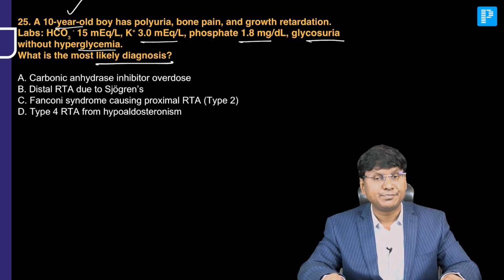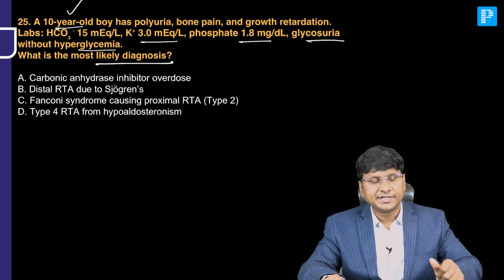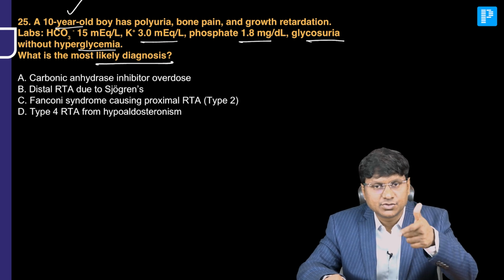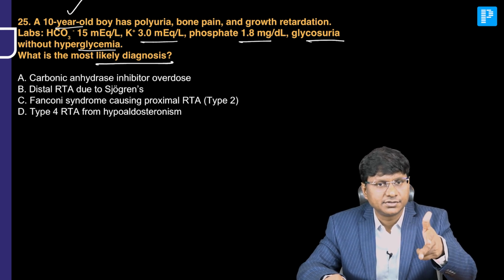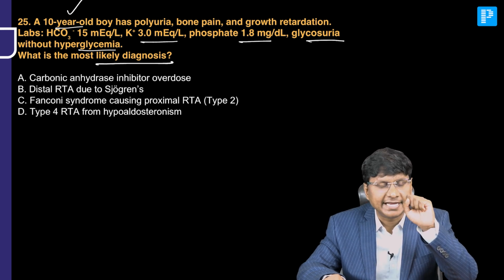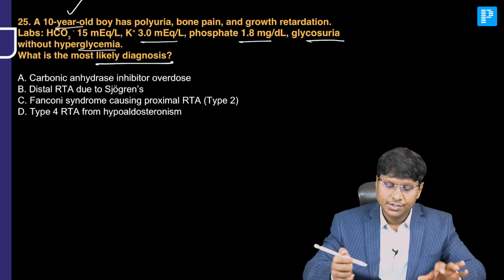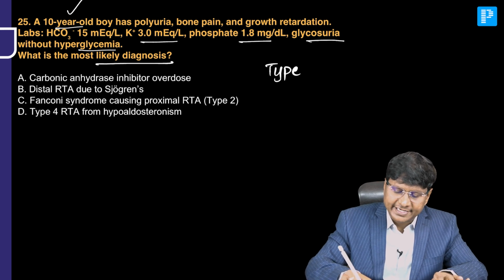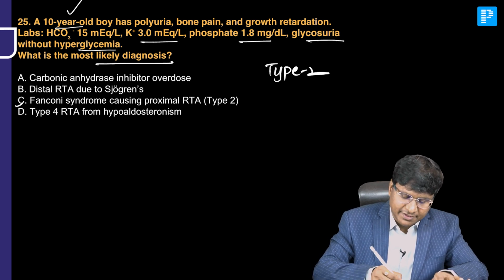acidosis from the hypoaldosteronism. So this patient is having polyuria, there is also bone pain, and there is also growth retardation. Bicarbonate is less, so acidotic. Hypokalemia is there, and glycosuria without hyperglycemia. So all these are the features suggestive of your type 2 renal tubular acidosis, which is nothing but Fanconi's.